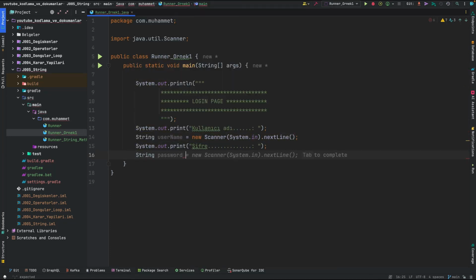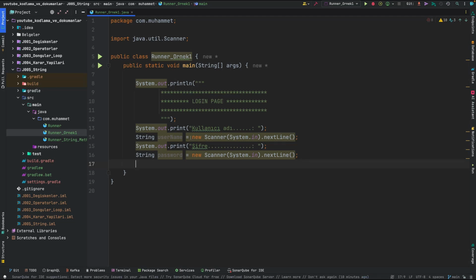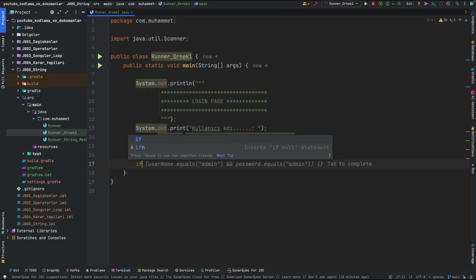Let's say string password. In the same way, this will also get information from the user like this. Guys, up to this point, have I received the username and password? Yes, I have. So what are we going to do now? Now, after getting the username and password, we need to check whether the user has logged in or not. How are we going to check? We'll do it like this.